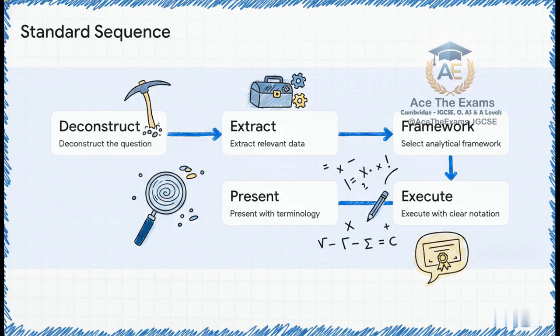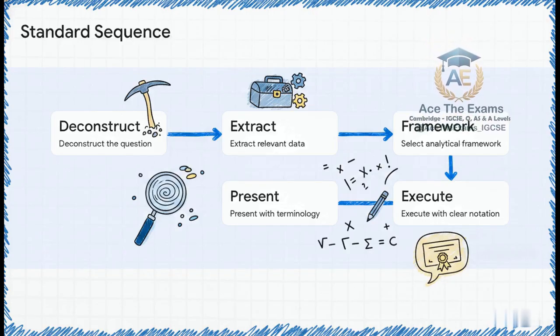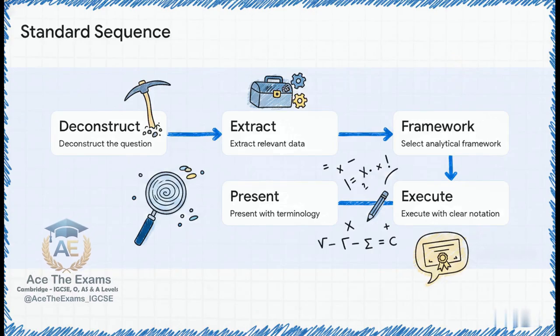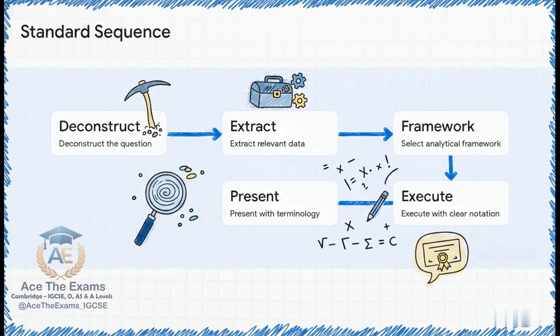Step 3 is to select the analytical framework. Decide that completing the square is the right tool for the job. Step 4 is to execute with clear notation. This is your explanation. Perform the analysis with crystal clear working. Do not skip lines. Do not try to be a hero and do the math in your head. Verify your results as you go.